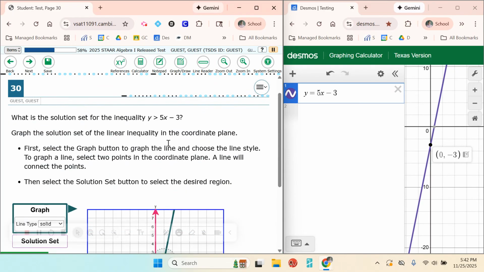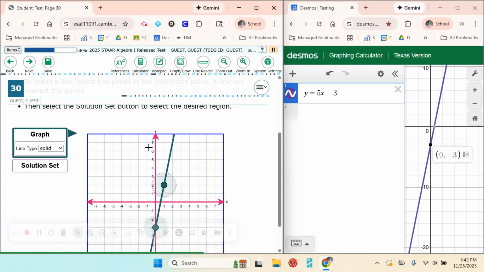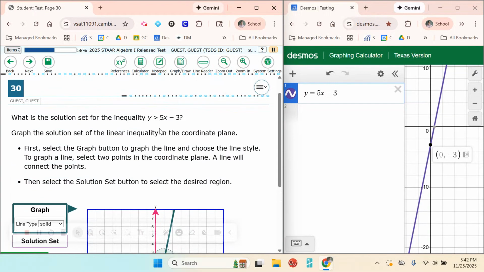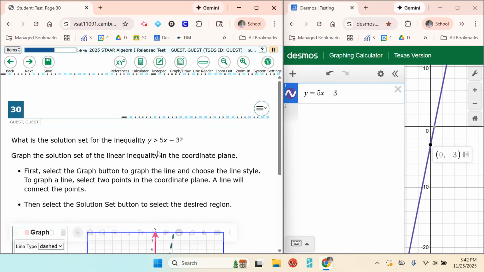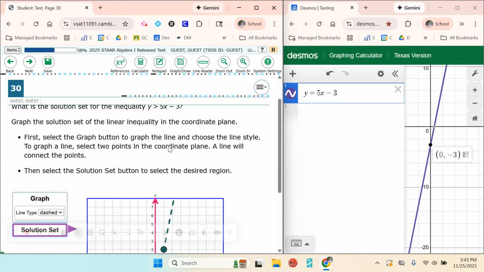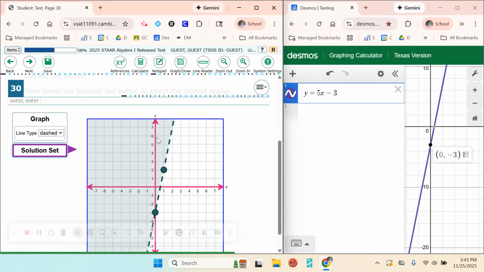There's my second point. Now, these are graded for 2 points. So I wanted to show you this one so it at least gives you the points for the line. The next thing, remember we talked about this earlier, no line, that means you're going to graph this dashed. Solution set. If I put my left hand up to that, it does not go with my L, which means it can't be less. It is greater, which means it is above the line.